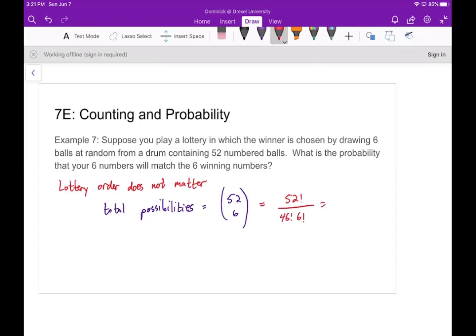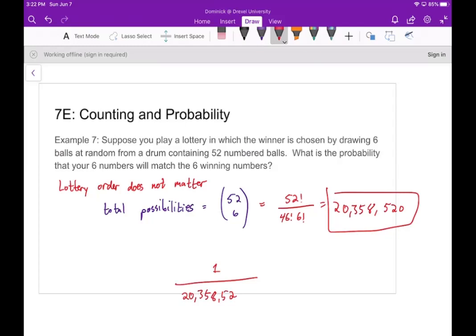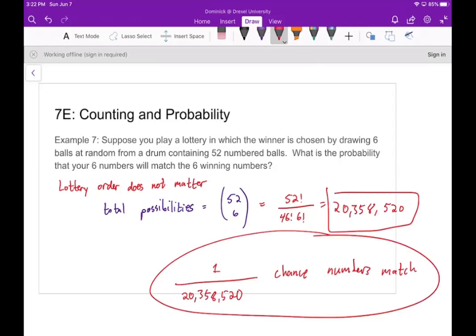So if we were to calculate this number, we're going to find that we get 20,358,520, right? So of course the probability that your 6 numbers would match this would be 1 out of 20,358,520 that the numbers match. And numbers like this are why you will never catch a mathematician playing the lottery, right? Because this is, of course, not good odds at all.